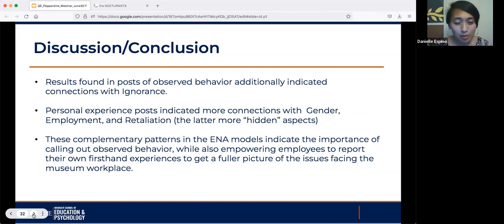And so these complementary patterns help us to understand that there needs to be a space where people can call out behavior, but also self-disclose, because clearly we have to have safe spaces for people to personally share, because otherwise we're going to lose these experiences that need to be improved on. And we need to get a fuller picture of how these experiences are and how we can change them. So that is our last case study.